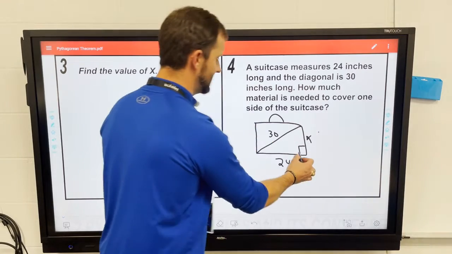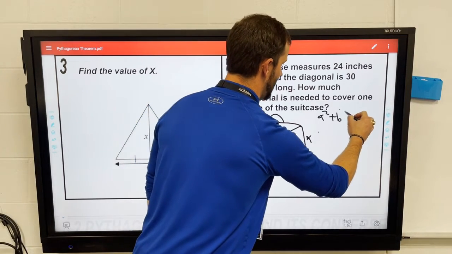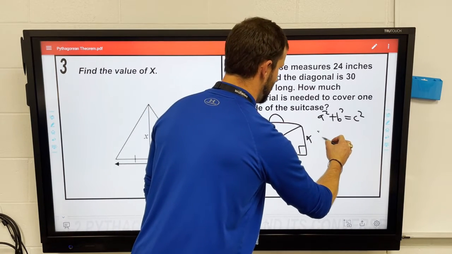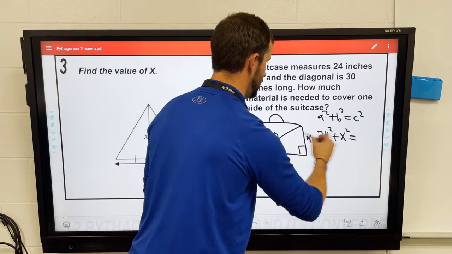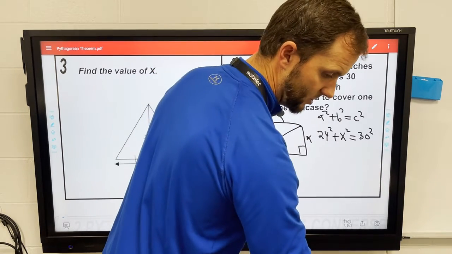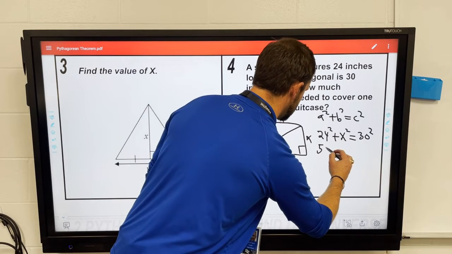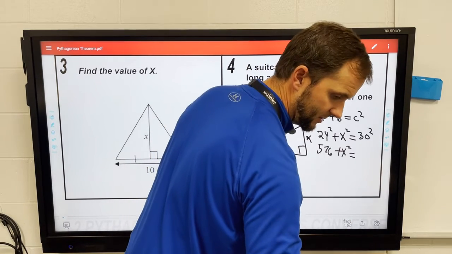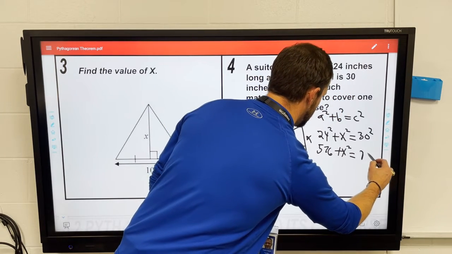So I know this is my hypotenuse. So a squared plus b squared equals c squared. So 24 and x will go in for a and b. So 24 squared plus x squared is equal to 30 squared. So 24 times 24 is going to give you 576 plus x squared, and 30 times 30 should be 900.